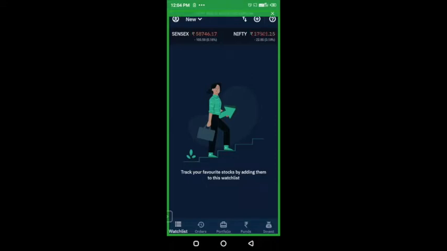About the buying, selling, adding funds to the UPSTOX account, and the terminologies that are used in the UPSTOX app. All these things I will cover today.